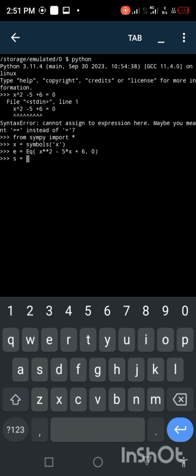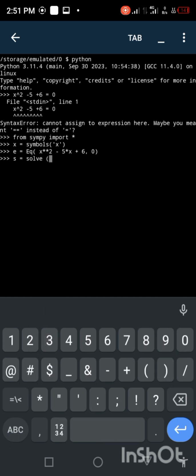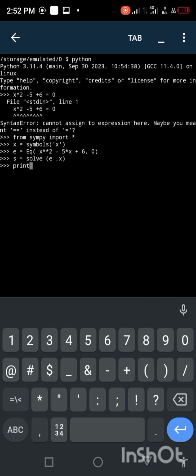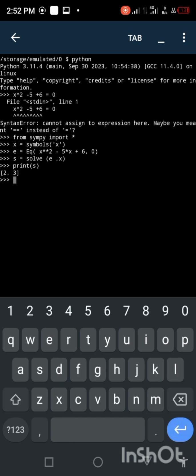S equals solve E, comma x. So what's remaining now is for us to print and check the answer, and for that we need to use the print function. Print s. Hope we don't have error.